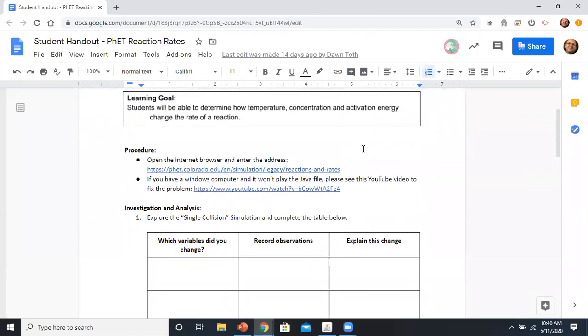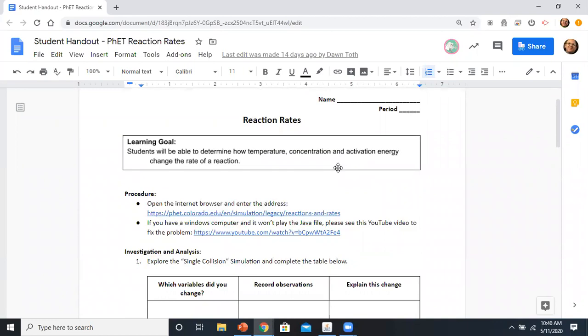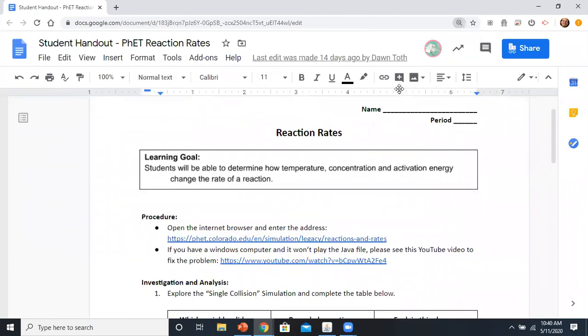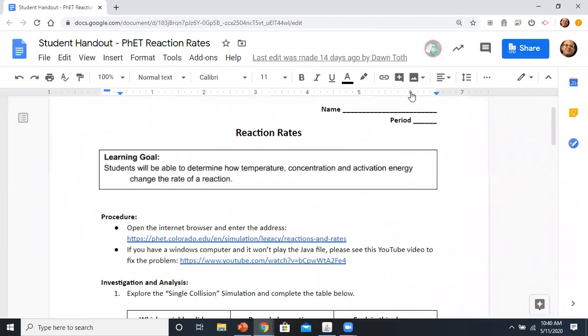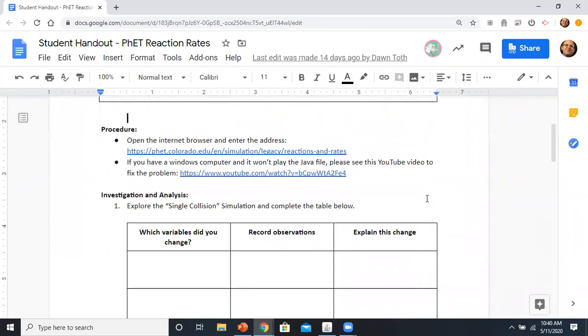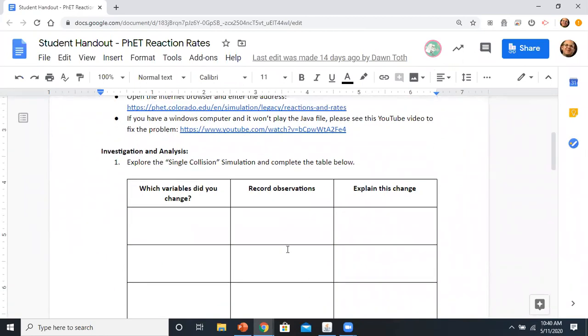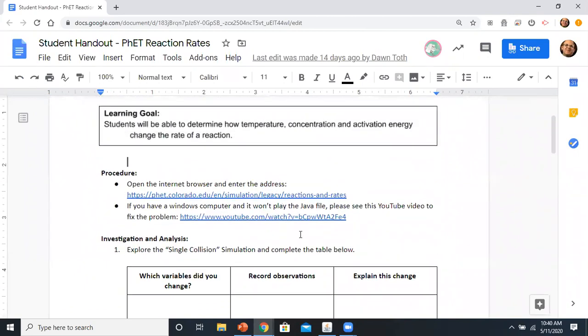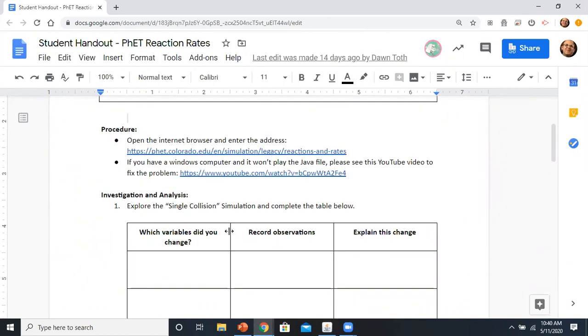All right, guys. So in this video, I'm just going to be talking and showing you a couple of ways that you can manipulate the PhET on reaction rates. So the big thing about this is the kinetic molecular theory. If you haven't watched those videos yet, go back and take a look at them. And this PhET does a really good job explaining a lot of key things that you should be able to understand after you play around with it.